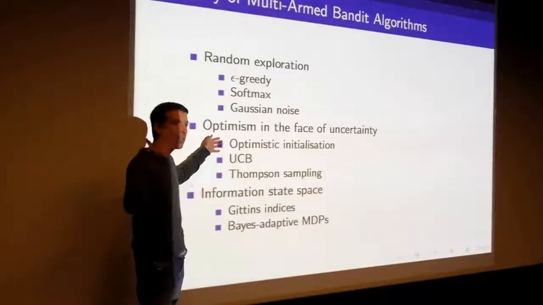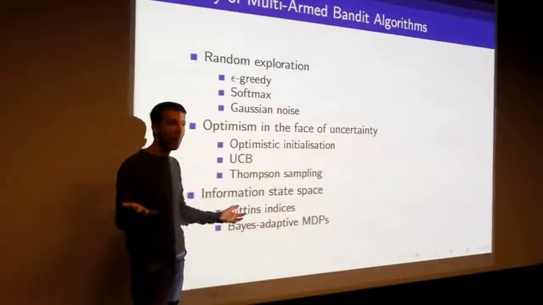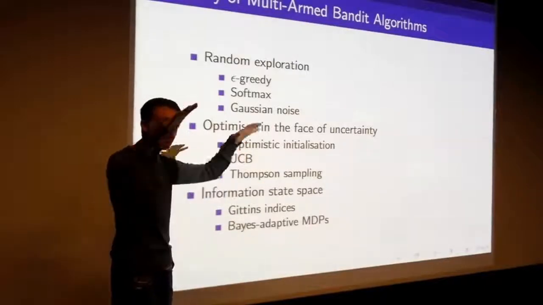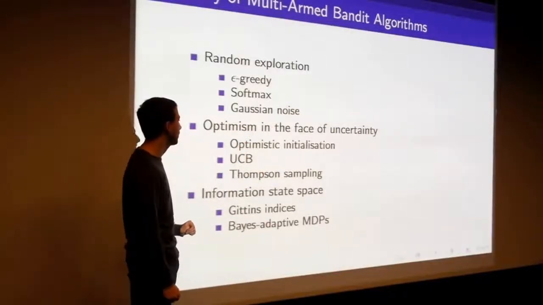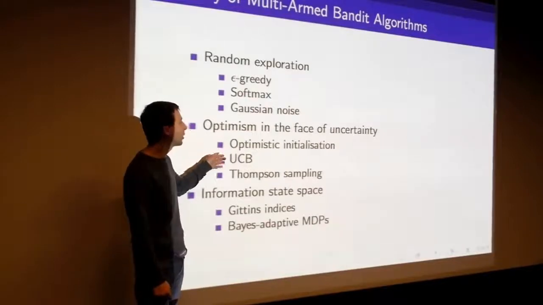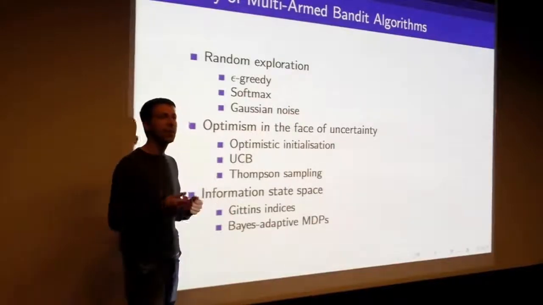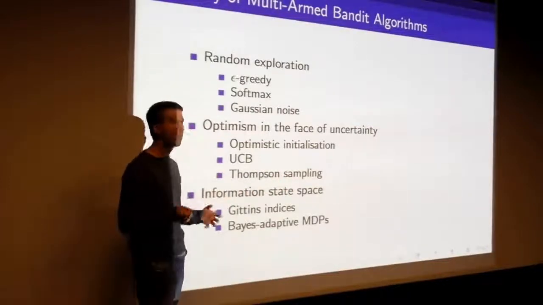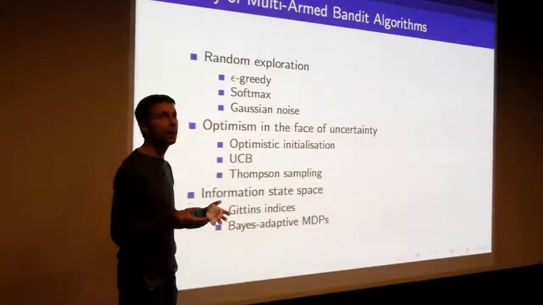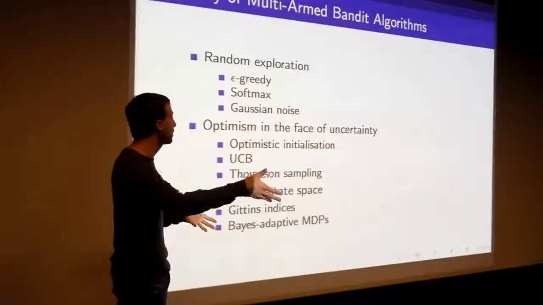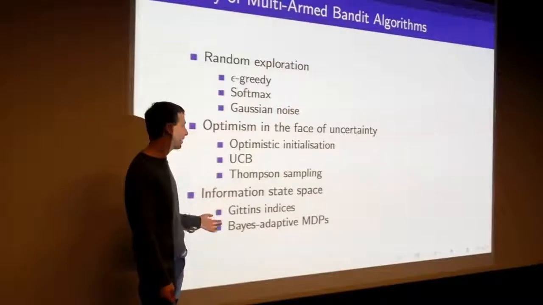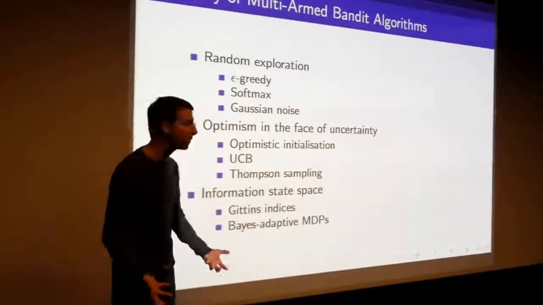Optimistic initialization, the simplest form, where you just initialize your values high and assume the best about something until proven otherwise, until you suppress its value back down to its realistic value. The UCB approach, where we basically use some upper confidence bound on the value to guide our exploration. And Thompson sampling, where we do probability matching, where we basically pick things in proportion to their chance of being the best thing.